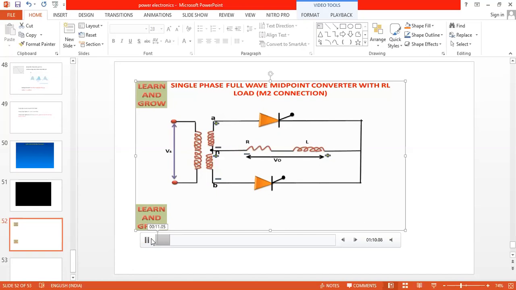What will happen during positive half cycle? Remember only one simple point here. During positive half cycle, voltage at point A is greater than voltage at point B and N. N is the neutral point. Always its potential is less when compared with B and A. So during positive half cycle, voltage at point A is very much greater.